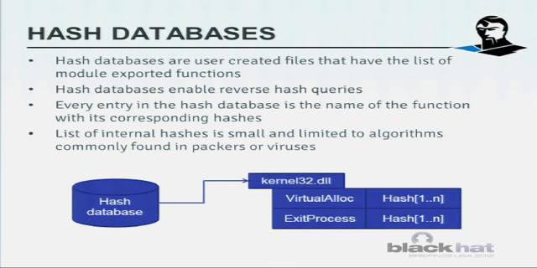They are user-created files that basically have a list of module exported functions. So if you need to emulate an API, let's say from kernel32.dll, then you can run our tool on kernel32.dll, which creates a database for that file. And that database has all of the exports of kernel32.dll.